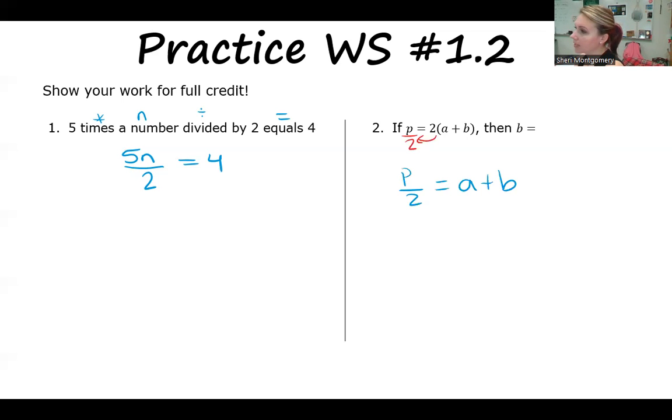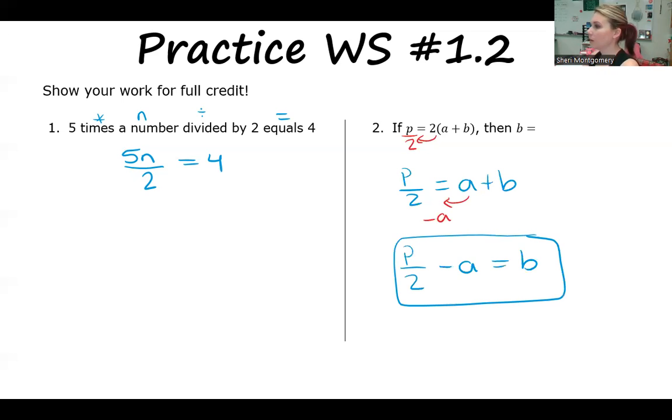Now, if we want B all by itself, what do we need to do? Yeah, B isn't by itself because I have an A over there. Well, what if I just put the A on the other side? If I want to bring the A to the other side, I need to subtract A. There's no other A's, so it's not like I can put it with something. So I get P over 2 minus A equals B. So I have B equals now. Yeah, that's it. I'm not solving for anything. All I'm doing is rewriting. Fantastic.